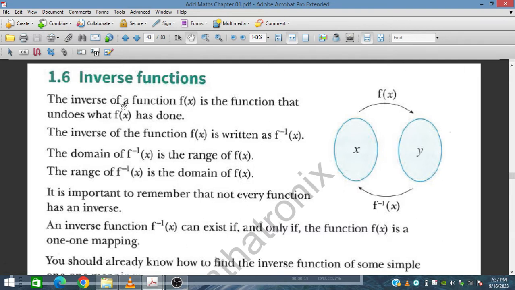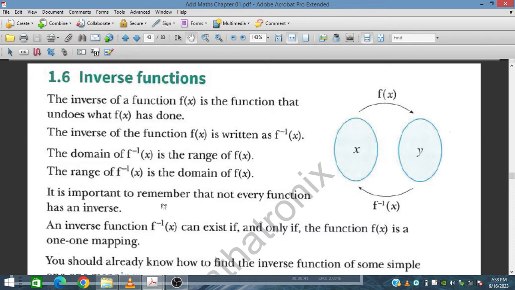Suppose we have x given, and we map it to y through this function f(x), and through this y we can obtain x through the inverse function. So the domain of f inverse is the range of f(x). Similarly, the range of f inverse x is the domain of f(x).